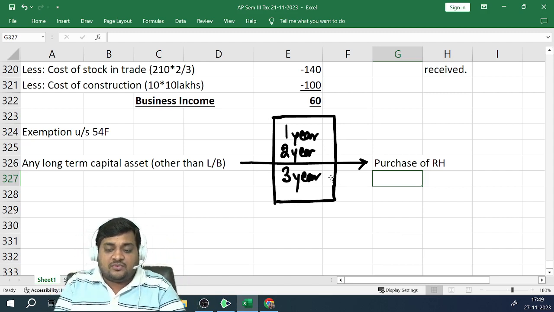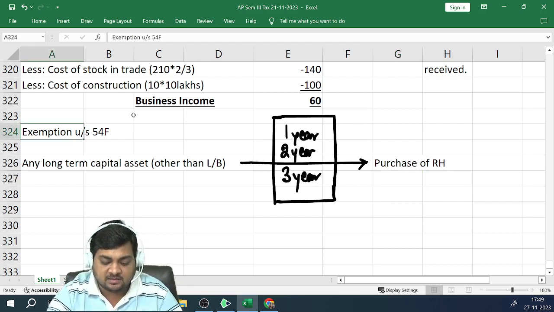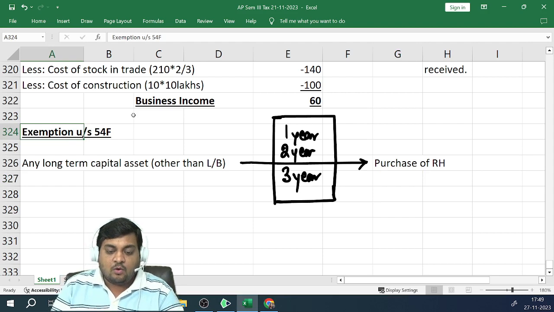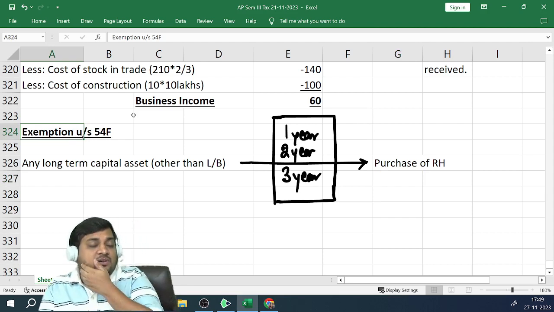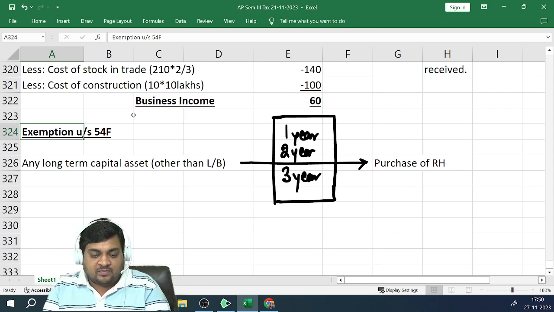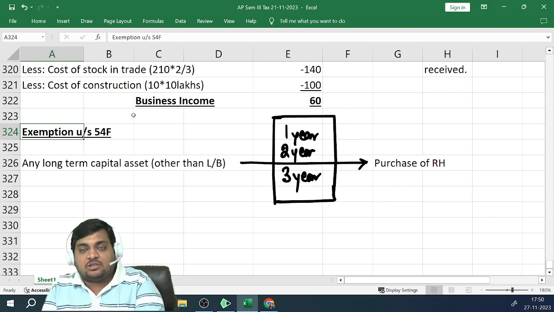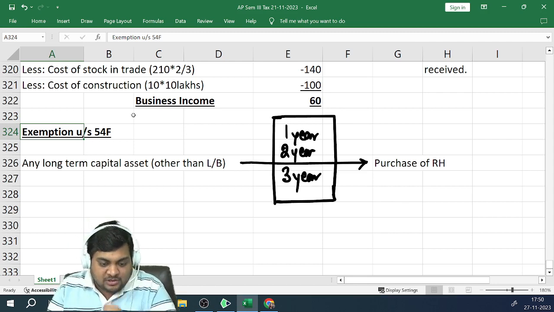In case of 54, if you sell a residential house, you buy another residential house, you get exemption. But out here, if you are selling any other asset other than residential house, obviously it has to be long term, and you purchase a residential house. Suppose you are selling jewelry and you are buying a house, so that you are going to get exemption under section 54F.